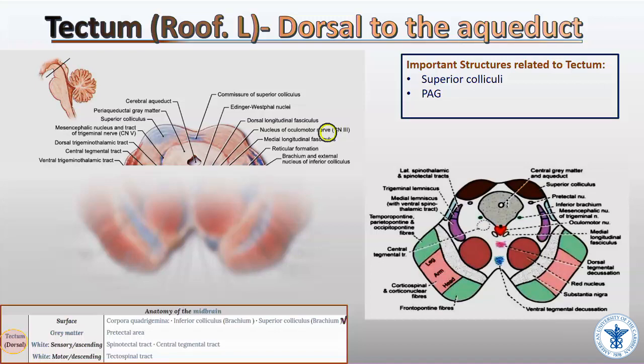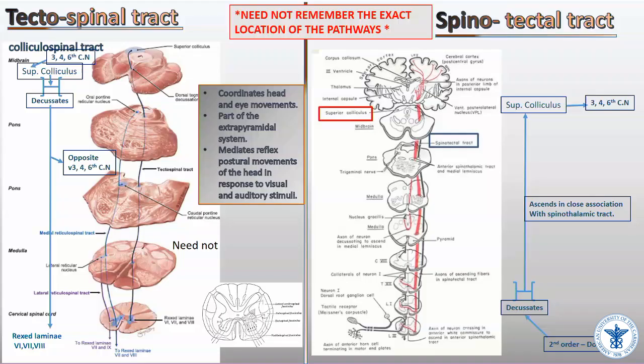Now, in the tectum, you have the superior colliculi, which we saw yesterday, but it has an important tract that runs from the colliculi down to the spinal cord. Now, the superior colliculus is associated with the visual system. Why would you have a tract running from the visual system down to the spinal cord? Any ideas? You say proprioception? Yes, that's correct.